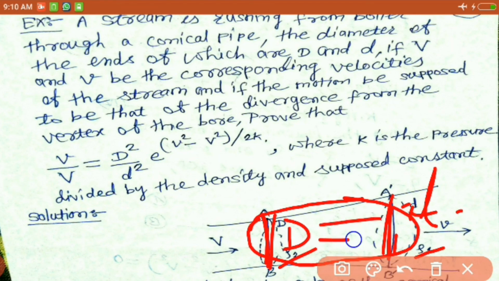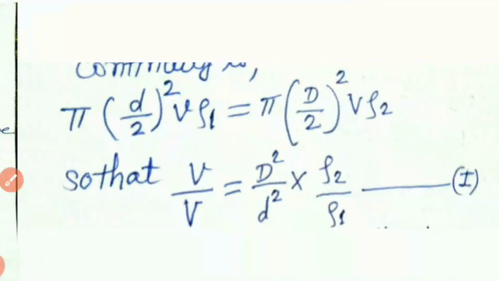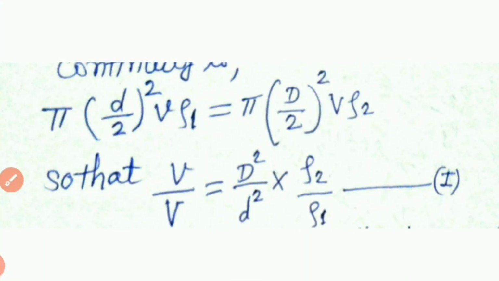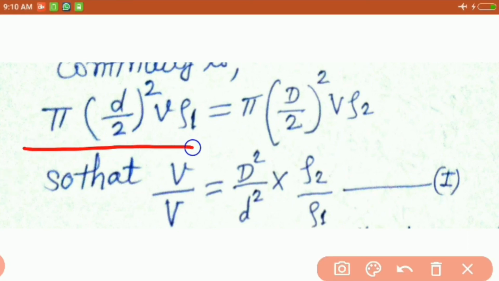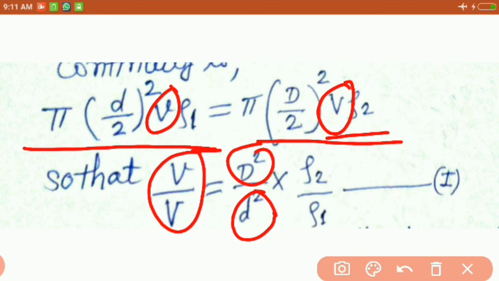Both streams are the same, and hence the equation of continuity is pi d by 2 whole square small v rho 1 is equal to pi capital D by 2 whole square capital V rho 2. From this, small v upon capital V is equal to capital D square upon small d square into rho 2 by rho 1. We get this equation first.